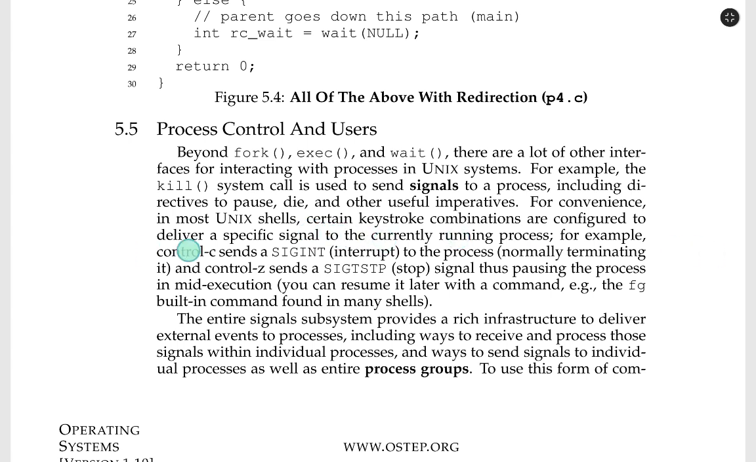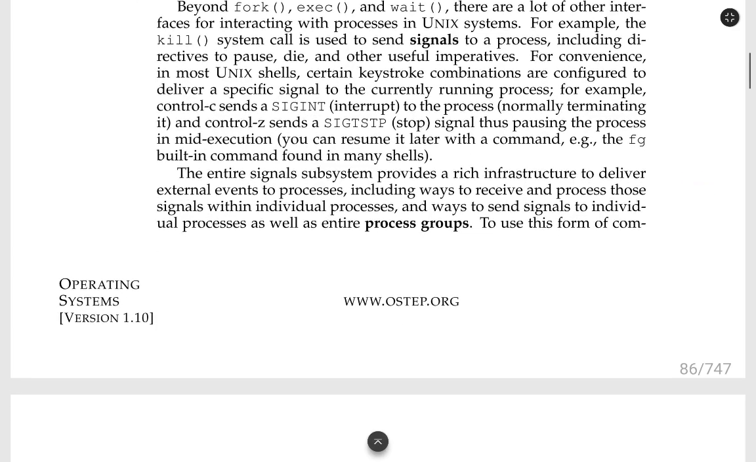For example, control-C sends a SIGINT (interrupt) to the process, normally terminating it, and control-Z sends a SIGTSTP (stop) signal, thus pausing the process in mid-execution. You can resume it later with a command, for example the fg built-in command found in many shells.